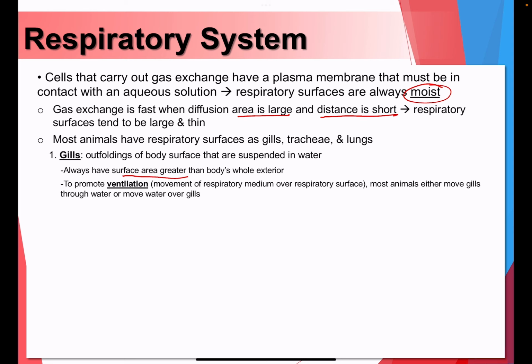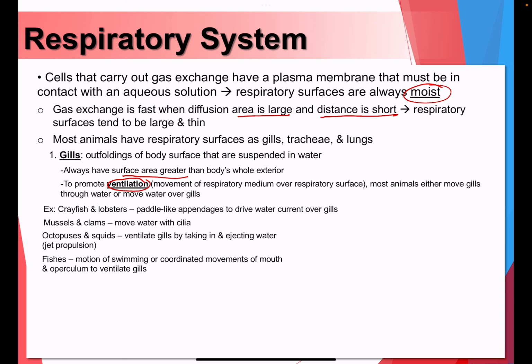That's why when you look at the gills of a fish, if you were to ever buy a whole fish and open their operculum and look underneath at their gills, it has all these striations and lines and folds, because that's what increases the surface area of the gills. And to promote ventilation. Ventilation is defined as movement of the respiratory medium over the respiratory surface. In this case, for aquatic animals, it will be water moving over the gills. And most animals will either move the gills through the water or move water over their gills, depending on whether they're movable or more sessile, like I've talked about with other organisms.